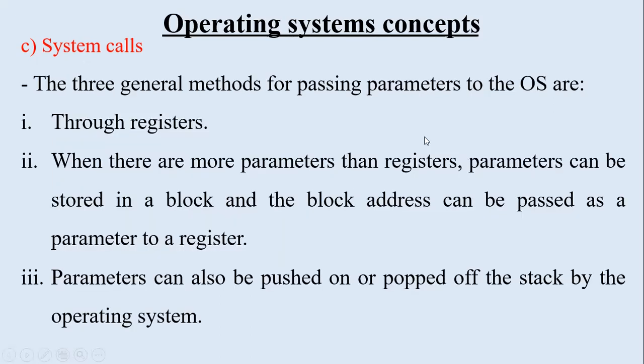So the three general methods for passing parameters to the operating system are: through the registers. When there are more parameters than registers, the parameters can be stored in a block, and then the block address can be passed as a parameter to a register. Number three, parameters can also be pushed on or popped off the stack by the operating system.